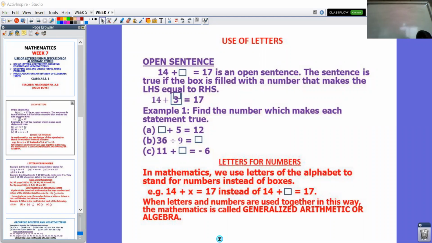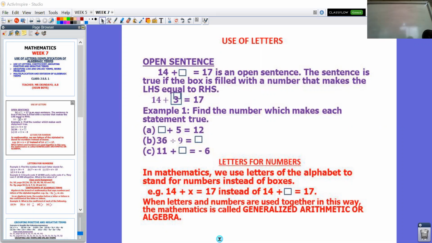Now, when we say 14 plus this box to be equal to 17 is an open sentence, it depends on the number I put to represent the box that will make it true or false. So the sentence is true if the box is filled with a number that makes the left hand side equal to the right hand side. When you see LHS, it means left hand side. And when you see RHS, it means right hand side.